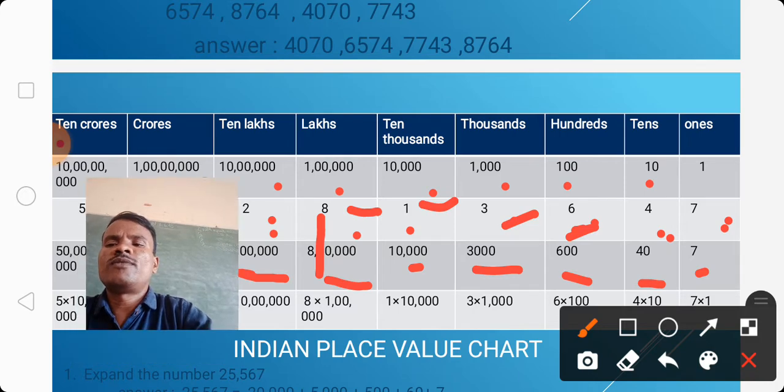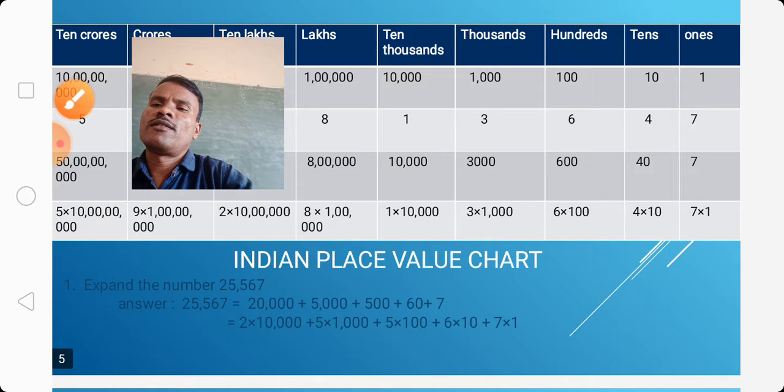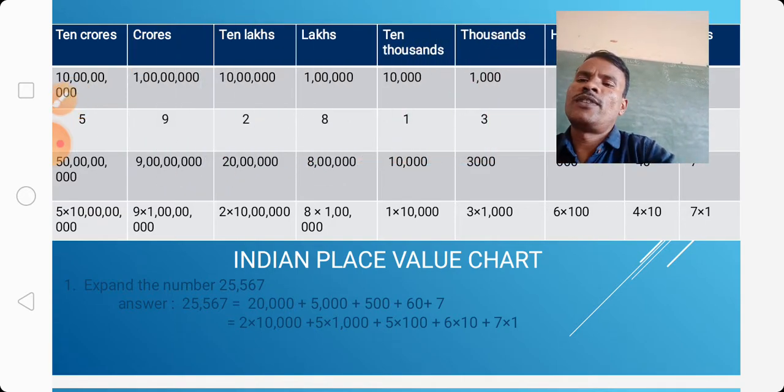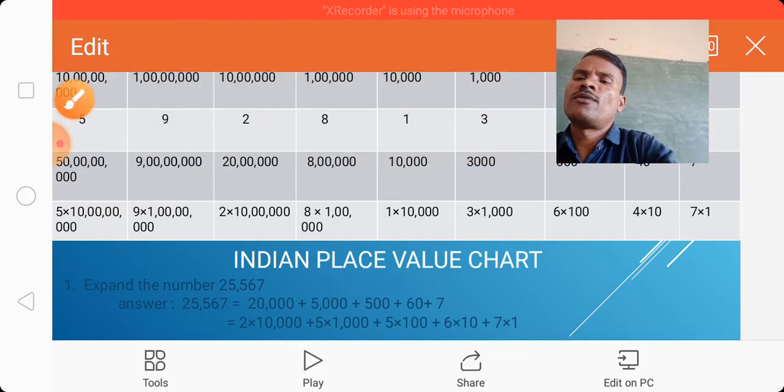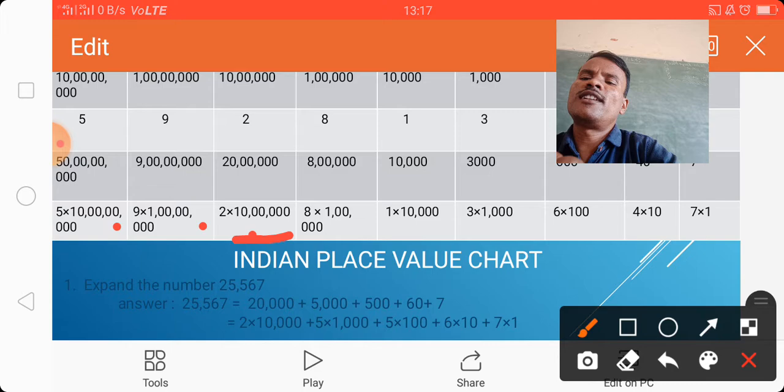So from this given number, this is how we write it, and we can also expand the number. For example, first, 50 crore means 5 into 10 crore. Next, 9 is in the crores place, that's why 9 into 1 crore. 2 is in the 10 lakh place, so 2 into 10 lakh. Then 8 is in the lakh place, so it is 8 into 1 lakh.